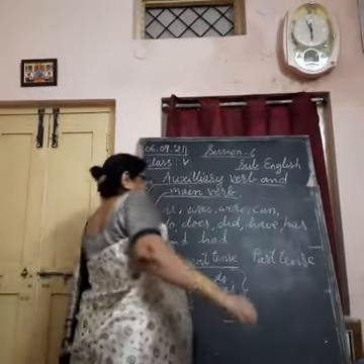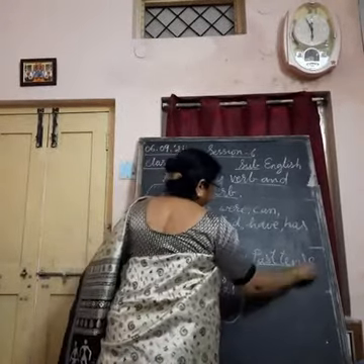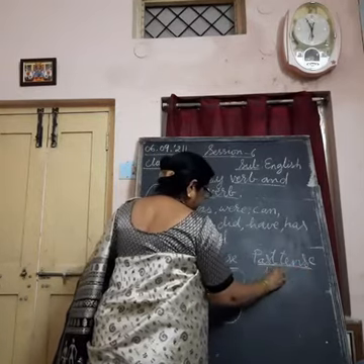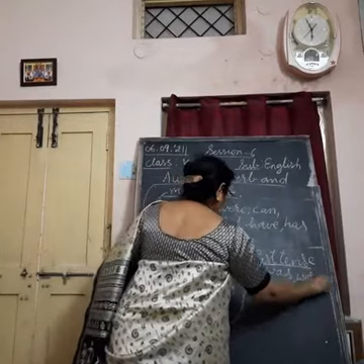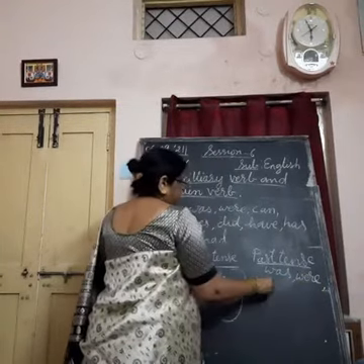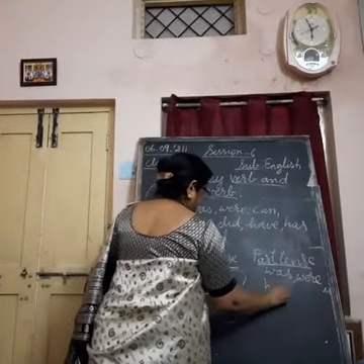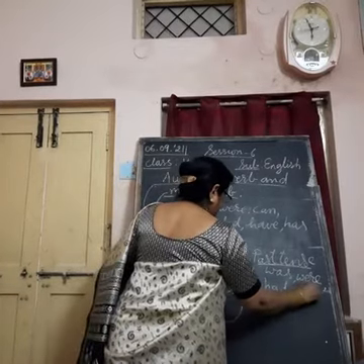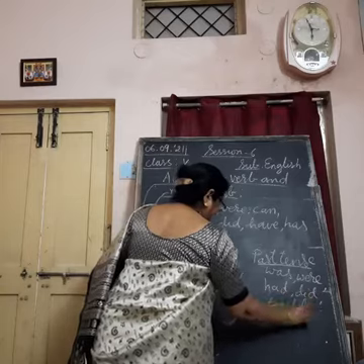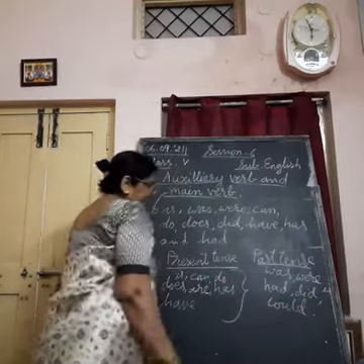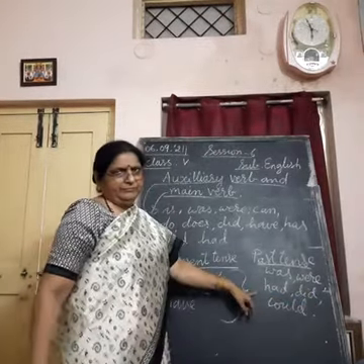Now, was, were, had, did, could. These are the auxiliary verbs in past tense form.